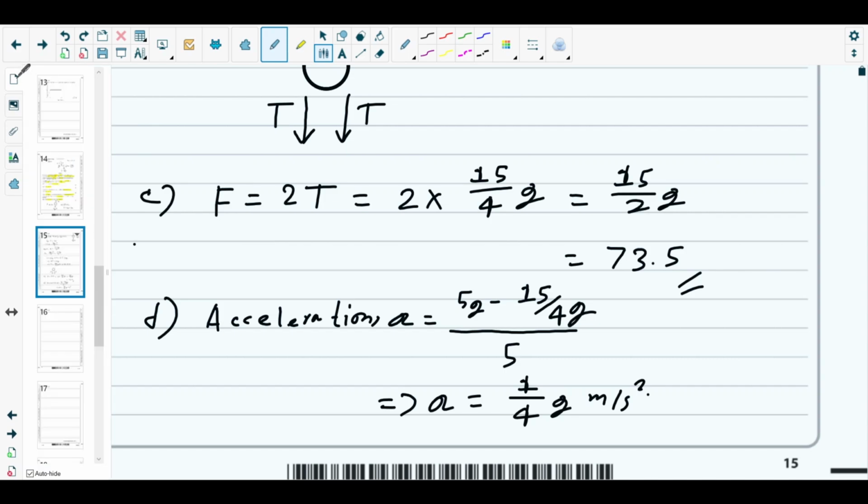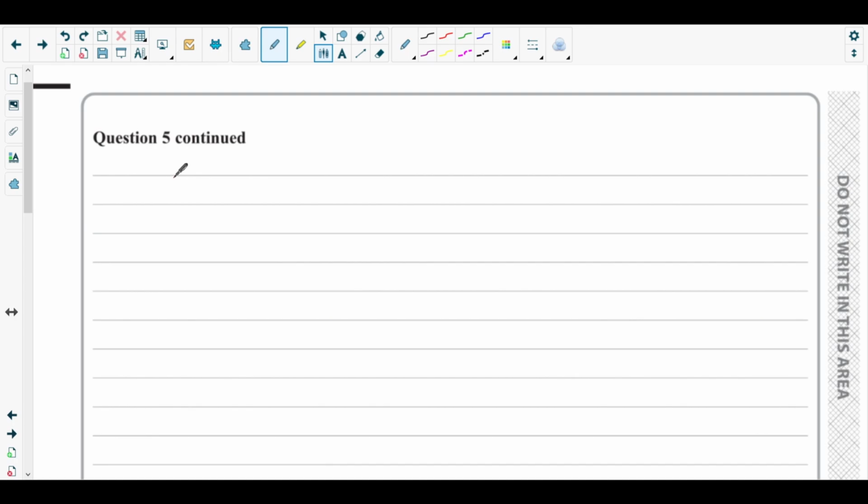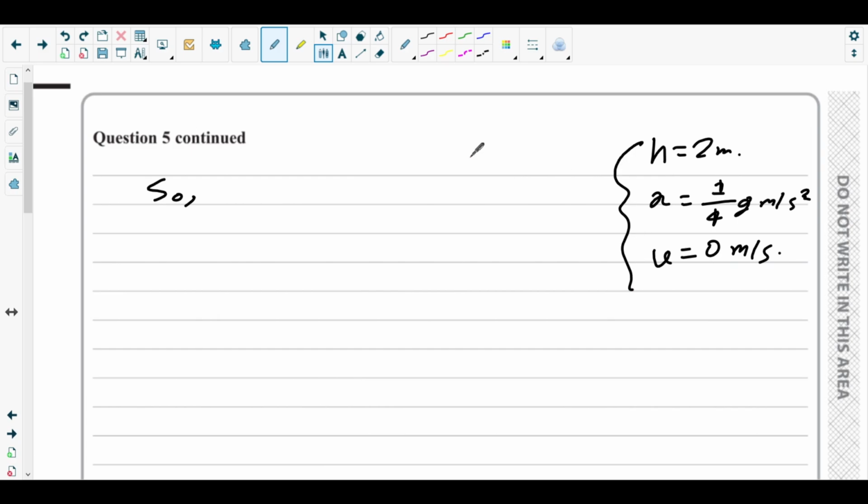We got the acceleration. Now use this acceleration to find out the speed of Q when the string has been broken. This will be the initial speed, right? So we will use the descended height h, which is 2 meter, right? Acceleration is 1 over 4g meter per second square. And what else we know? The system was initially at rest, right? So this is the scenario.